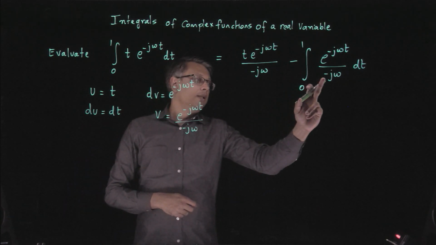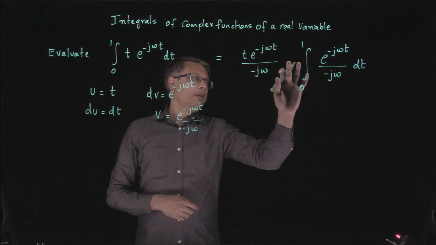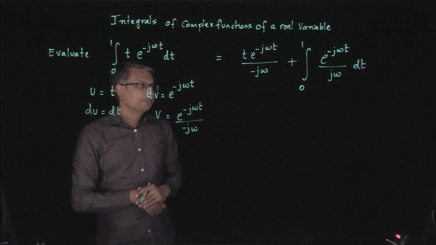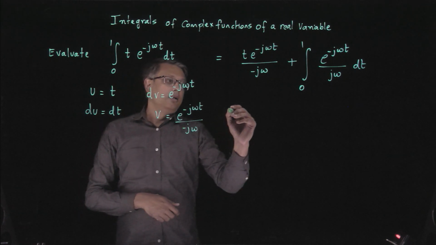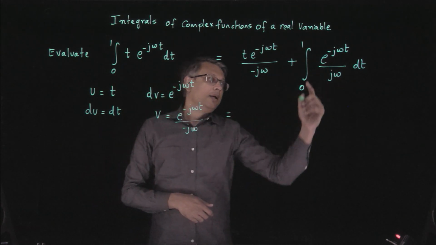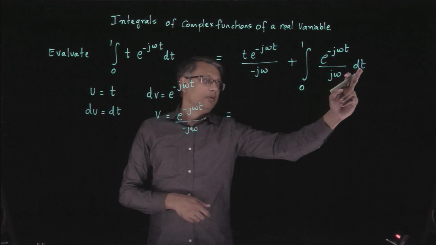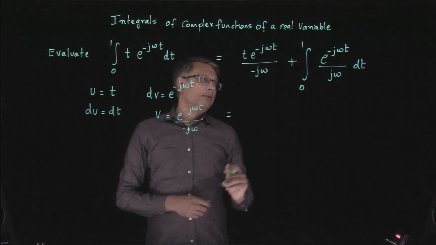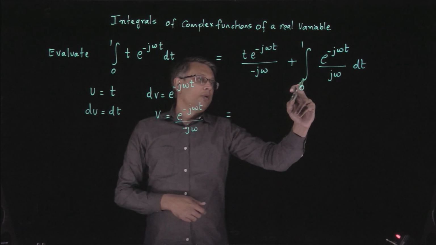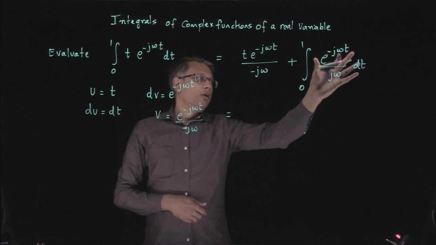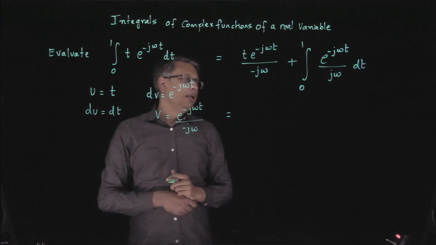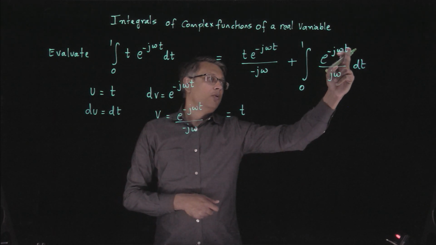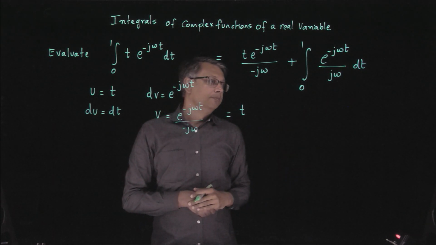Now, of course, we can take these two negatives and we can rewrite this as plus. And now this integral, notice that this integral is with respect to t, so I can factor this 1 over j omega outside the integral, and then we will be left with integral 0 to 1 of just e to the negative j omega t dt, and that is e to the negative j omega t divided by negative j omega.